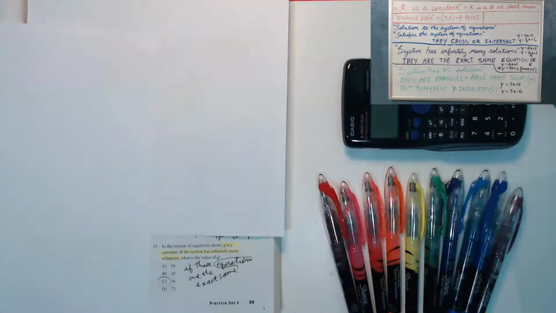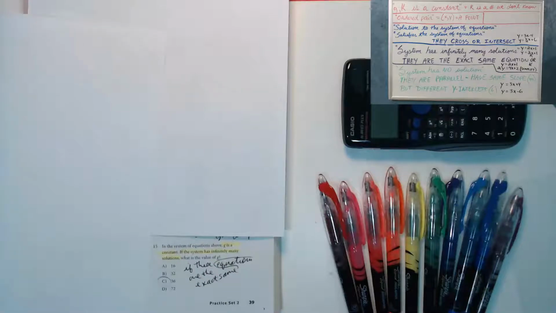15. In the system of equations above, g is a constant. If the system has infinitely many solutions, what is the value of g? That's a lot of math terminology there. Highlight g is a constant, and highlight if the system has infinitely many solutions.